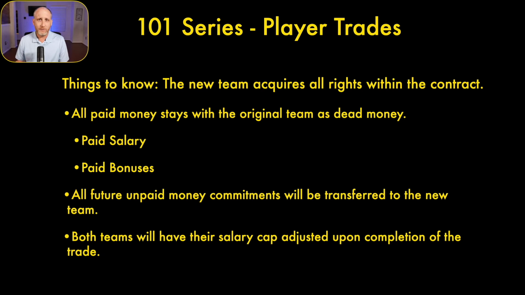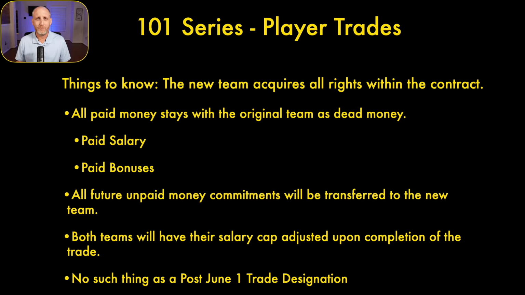Now, at the completion of the trade, both sides will have their respective salary cap situations adjusted appropriately at the time of the trade. And as a reminder, there are no post-June 1 designation trades. That only applies to player releases at the beginning of the league year. A team cannot designate a trade as a post-June 1 designation. It does not exist. If a team wants to use the post-June 1 salary cap treatment, go back a few episodes if you want to take another listen at that one.